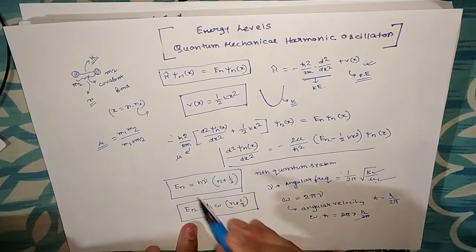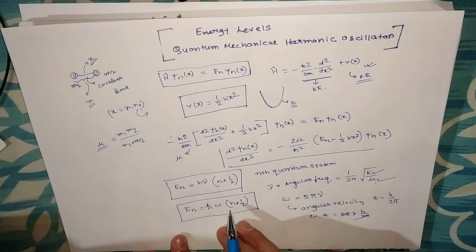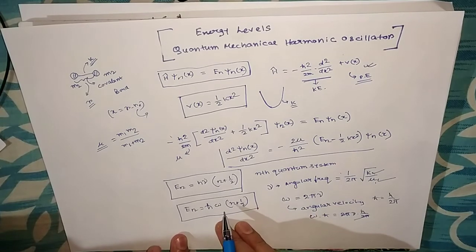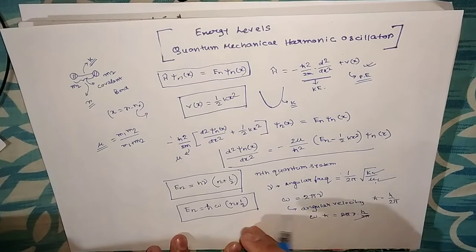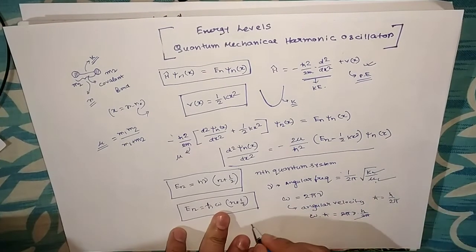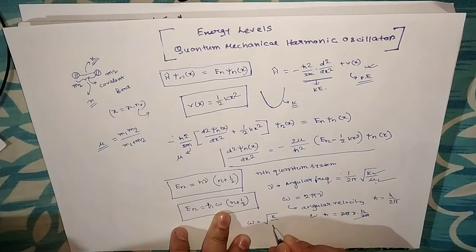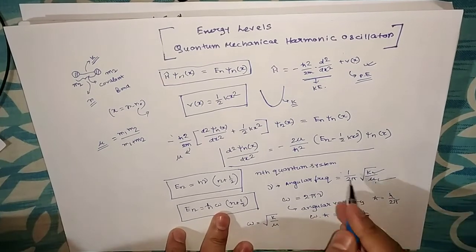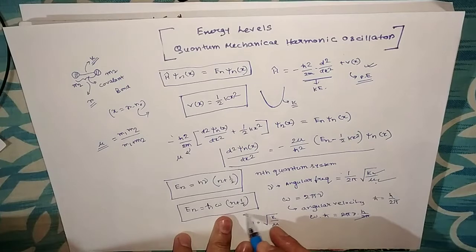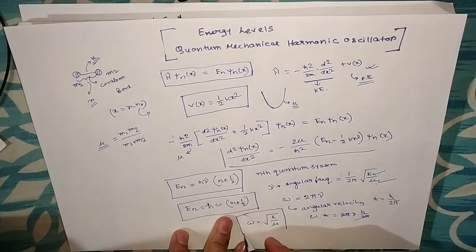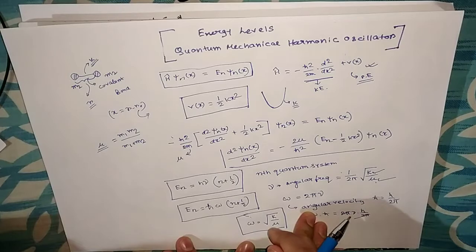Instead of expressing the energy of the harmonic oscillator model system by the frequency, here we are expressing it by the angular velocity. The expression for angular velocity is the square root of k by μ. So here the 1/2π factor will not be there. Instead of that, ω will be the square root of k by μ. That is called the angular velocity of the system.